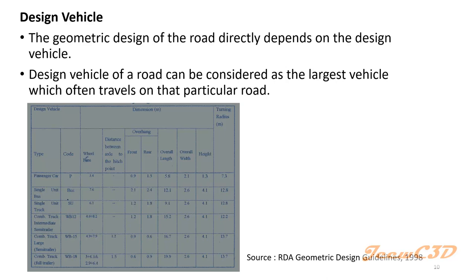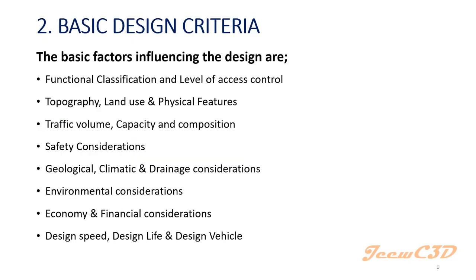So if there are so many cars on that road, you cannot design for cars, but you need to design for a larger vehicle such as a single unit truck, SU truck, or combo truck, intermediate semi-trailer, WB12, likewise. So these are the dimensions of design vehicles. So the design speed, design life, and design vehicle are very important parts of the basic design criteria. So these are the main things we have to consider when doing geometric design.